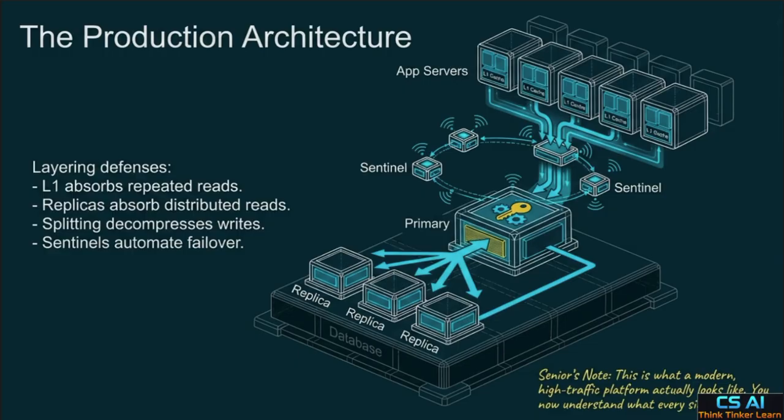L1 absorbs repeated reads. Replicas absorb distributed reads. Key splitting decompresses writes, and Sentinels automate failure recovery. This is what a modern, high traffic platform actually looks like. You now understand what every single wire in this diagram does.